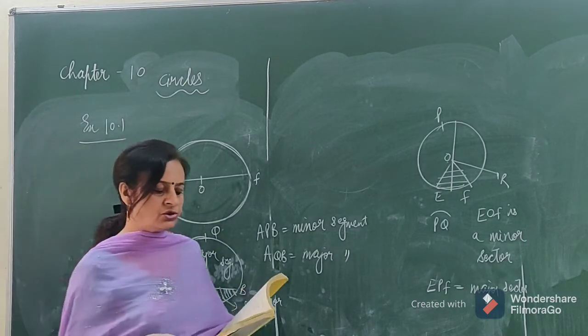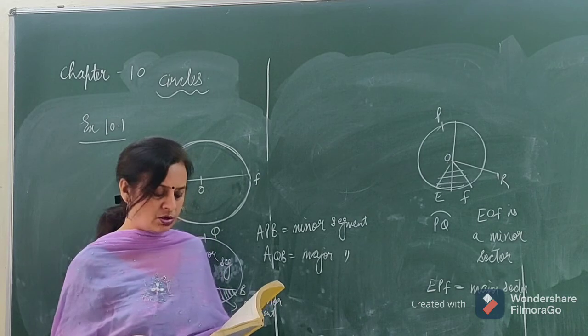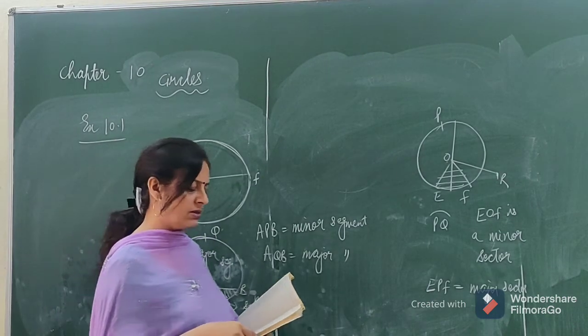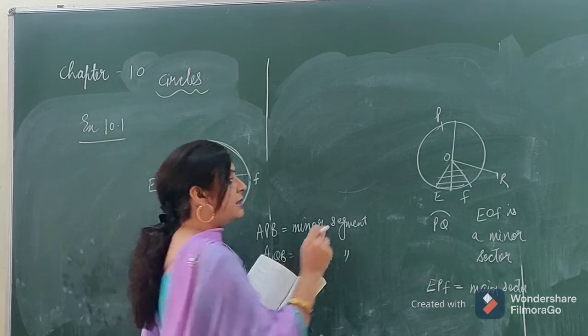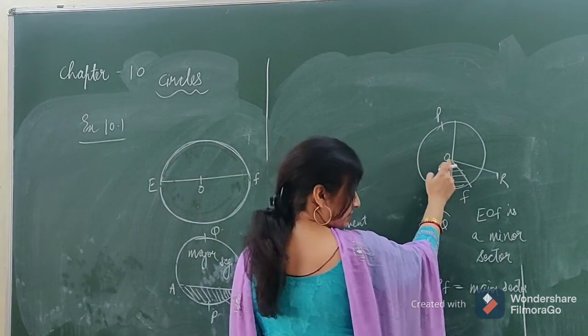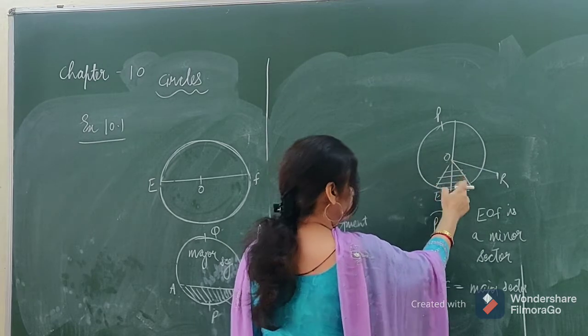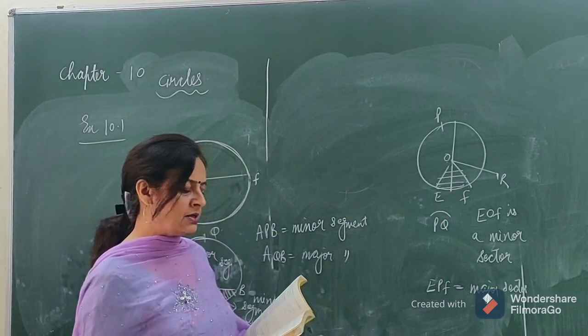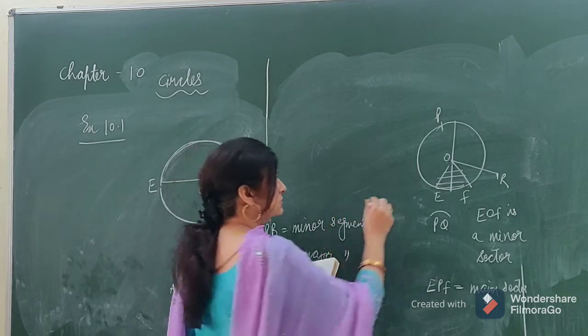The second question says write true or false and give reasons for your answers. The line segment joining the center to any point on a circle is the radius. Absolutely, the center and any point on the circle, the line joining them is known as the radius. This is true only.